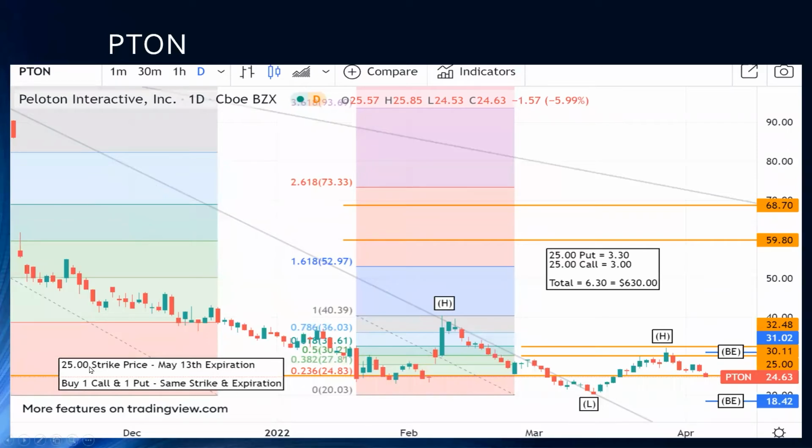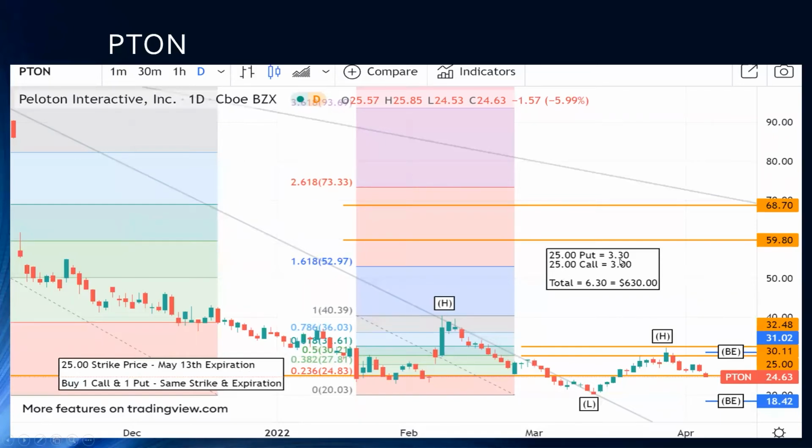In this case, we're going to choose the $25 strike price. Why? Because the market's at $24.63. It was right there, right in the middle of that spread. Okay, so once again, we use the May 13th expiration. So with that, we have $24.63 is where the market is at.